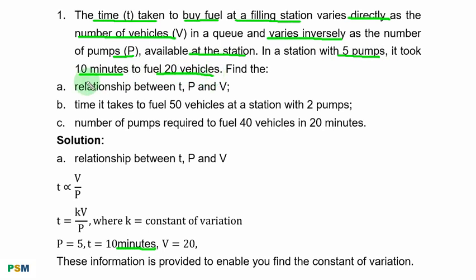Find the A part of the question: relationship between T, P, and V. B part of the question: time it takes to fuel 50 vehicles at a station with 2 pumps. C part of the question: number of pumps required to fuel 40 vehicles in 20 minutes.